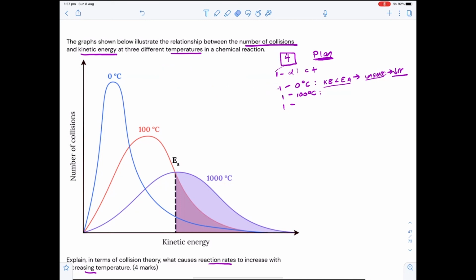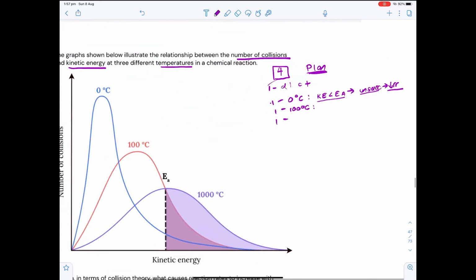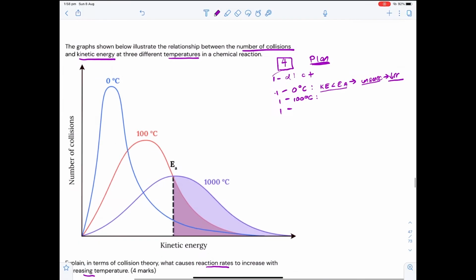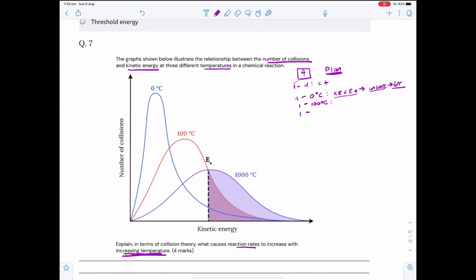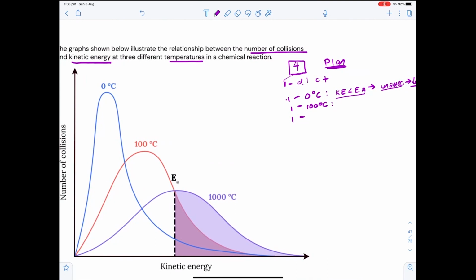So, Annette, what would our plan be for the 100-degree curve? I want you to give me the flow chart of explaining it. So what would you say here? That the kinetic energy is still less than the activation energy. But remember, the question is asking you as temperature increases, how does reaction rate increase? You want to explain how it increases still compared to the 0-degree curve. So you can say at 100 degrees, more percentage of particles have kinetic energy greater than activation energy due to increased thermal energy.